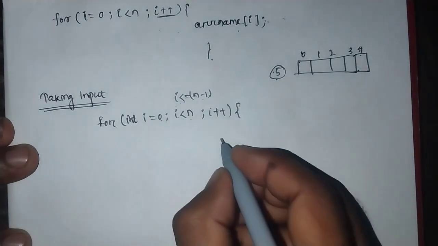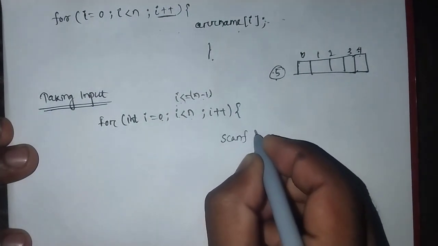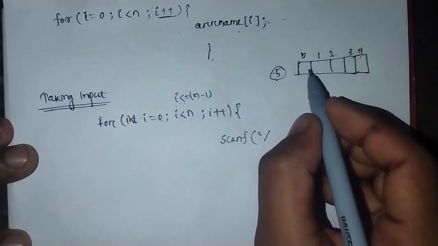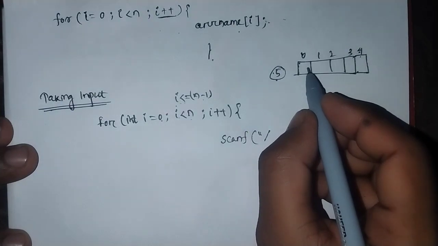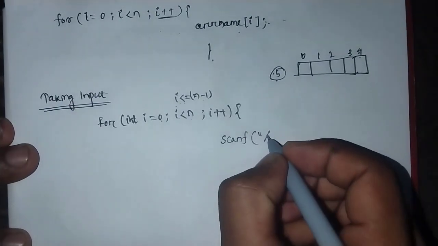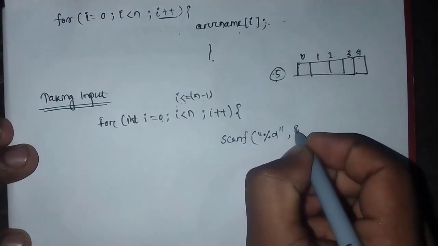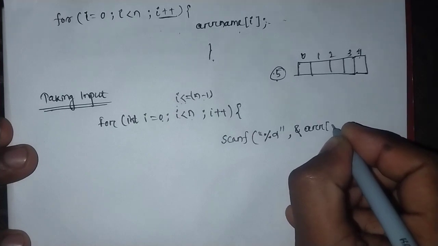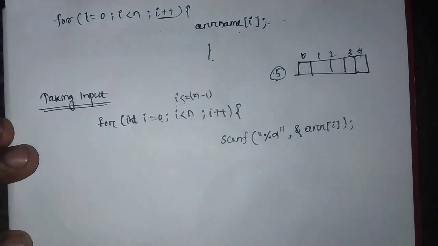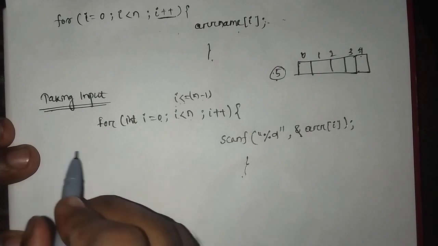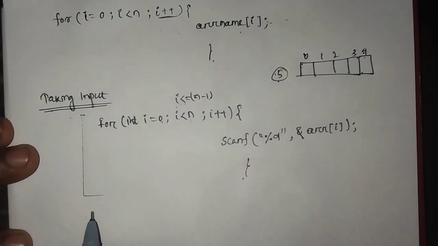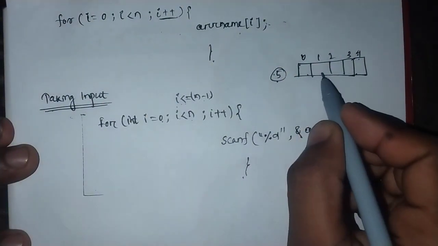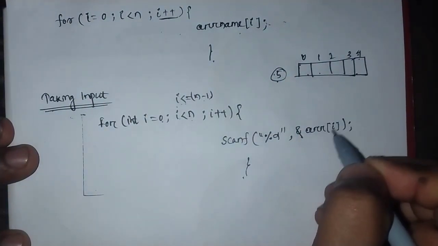For taking input, use scanf. As we want to give values of integer data type, use %d, after that the ampersand symbol, then the array name and the ith index you want to give a value to. By this we will assign each element and give a value to it.